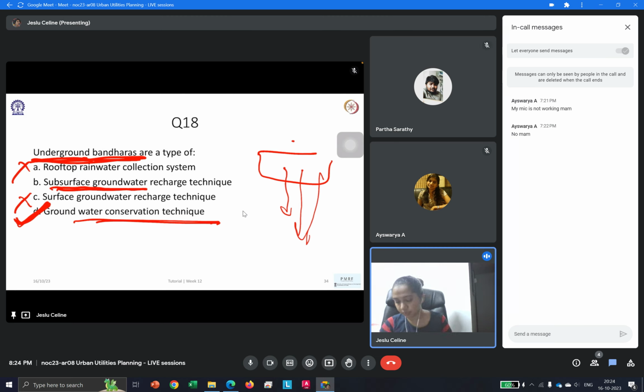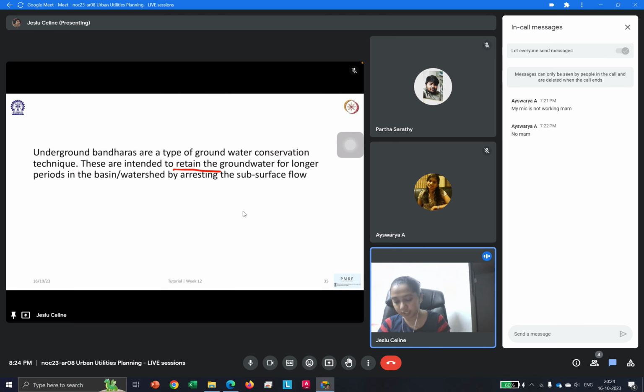Yeah, so I just have some explanation. These are intended to retain groundwater for long periods in the basin by arresting the subsurface flow. So partially, you're taking the subsurface flow and then you're recharging the underground water. So it's an underground water conservation method.